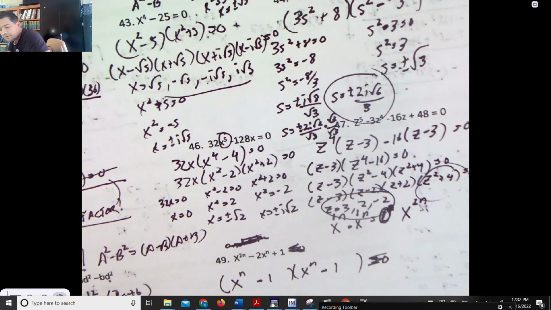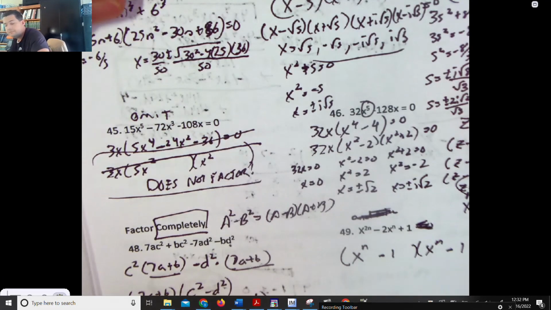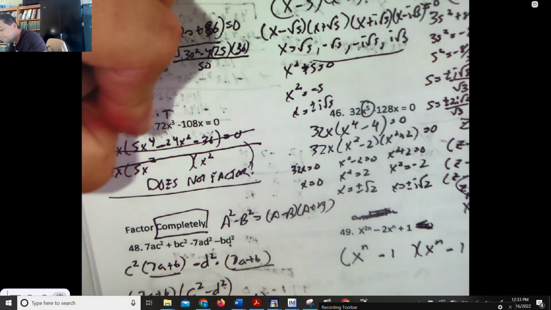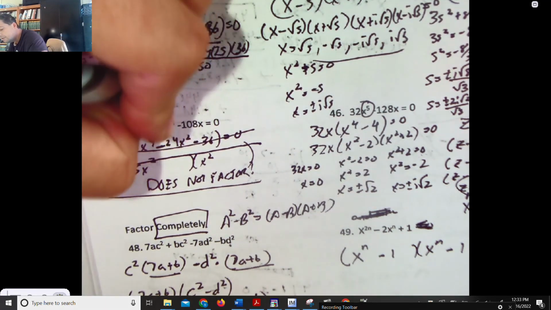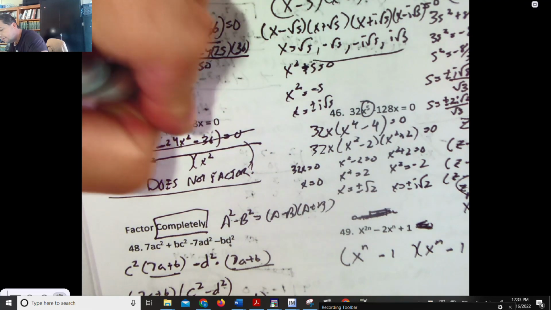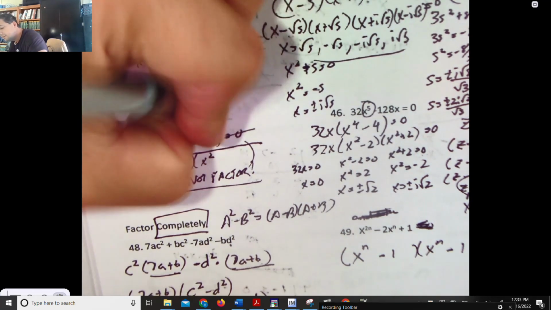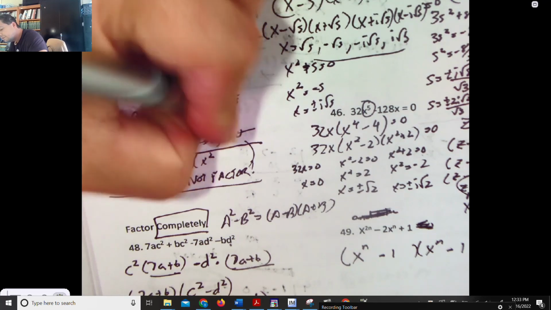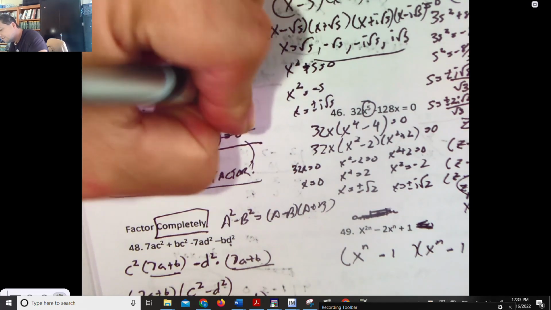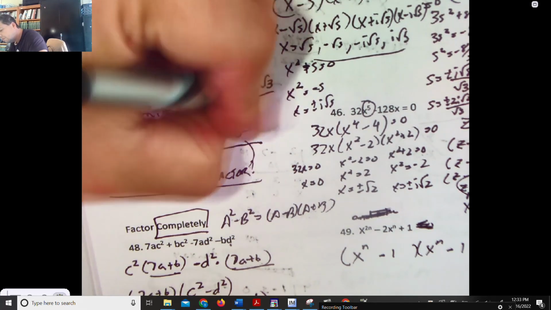Where was I? I was at 30 over 50, right here, which is 3/5, plus or minus 30i root 3 over 50. There's that 30 over 50 again. So x is 3/5 plus or minus 3i root 3 over 5.